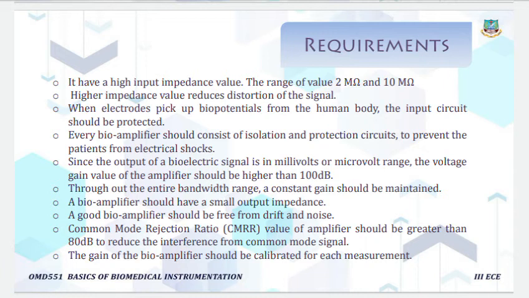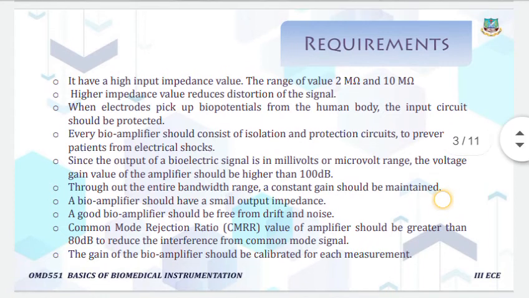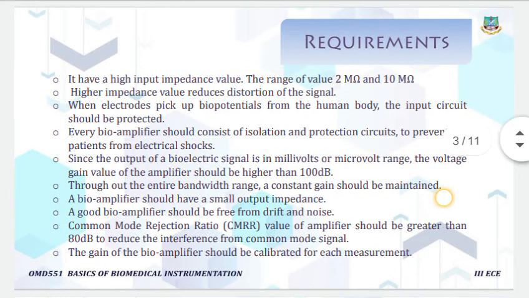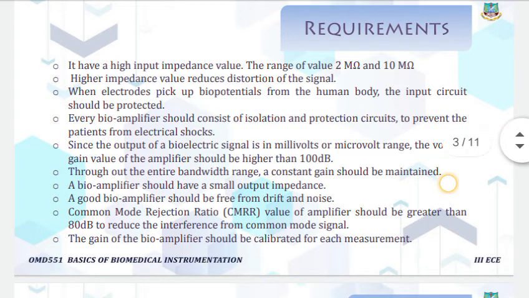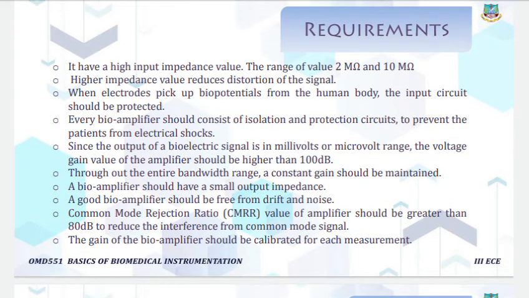Next, another term: common mode rejection ratio. What is common mode rejection ratio? There are two types of voltage, differential voltage as well as common mode voltage. The ratio between the amplification of differential voltage and the amplification of common mode voltage is called CMRR. The CMRR of the amplifier should be greater than 80 dB, just to reduce the interference from the common mode signal.